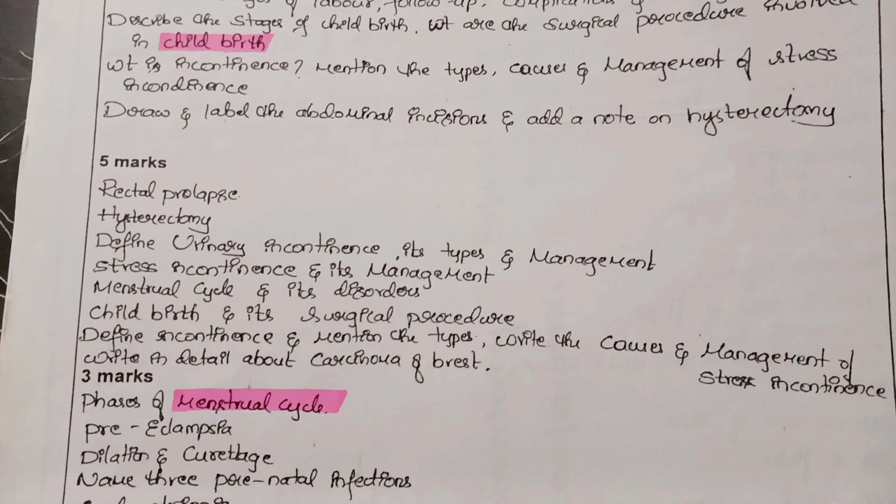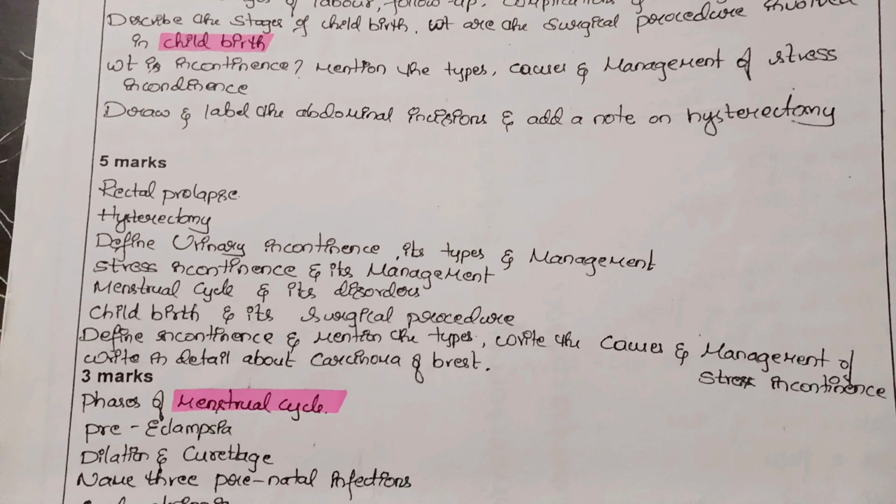hysterectomy. Now, coming to the important 5 marks. First one, rectal prolapse. Second one, hysterectomy. Define urinary incontinence, its types and management. Stress incontinence and its management. Menstrual cycle and its disorders. Childbirth and its surgical procedure.